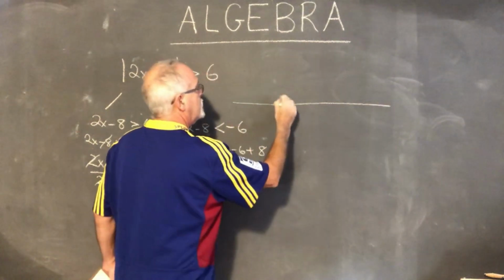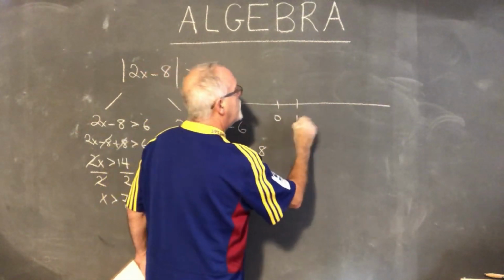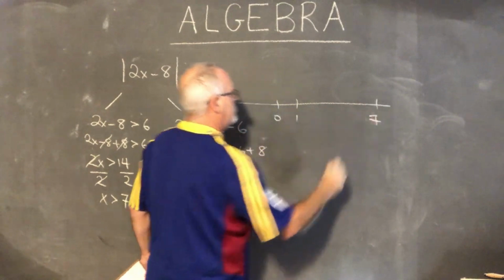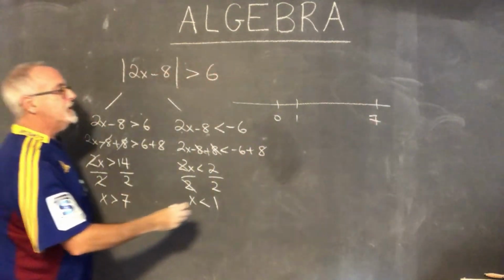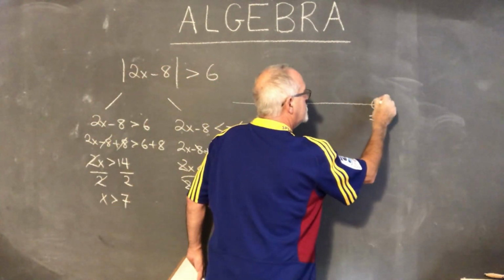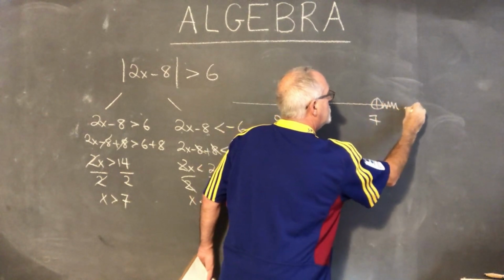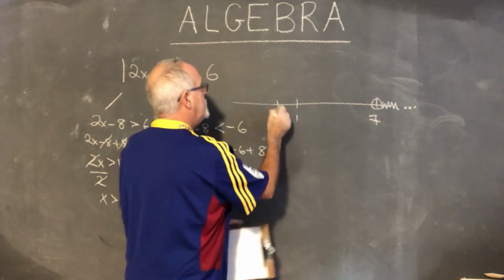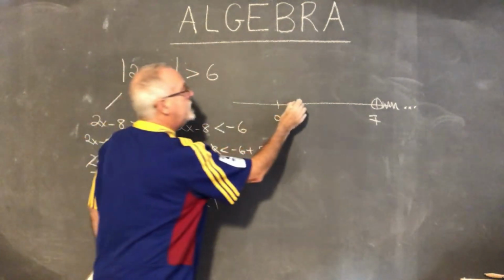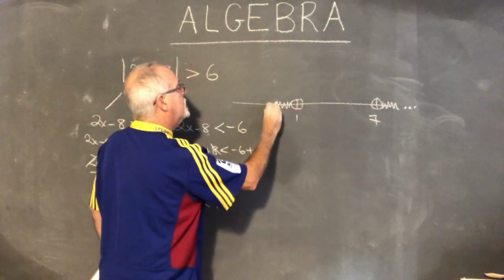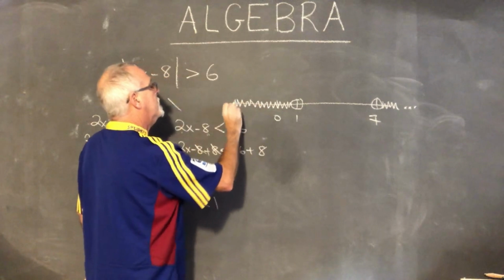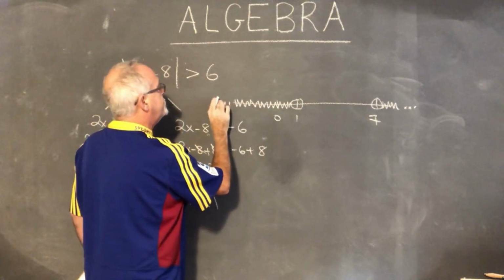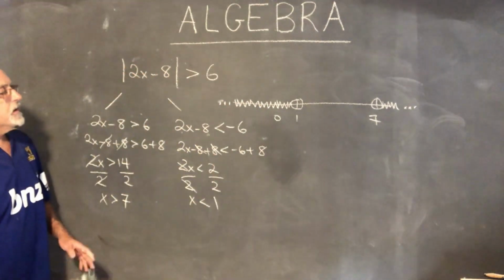I have 1 and 7. I'll put my 0 over here. There's my 1, and there's my 7. Greater than 7, open circle, shaded to the right. Dot, dot, dot. Make my chalk longer. And the other one, less than 1, open circle, shade to the left, dot, dot, dot. Those look like dots now.